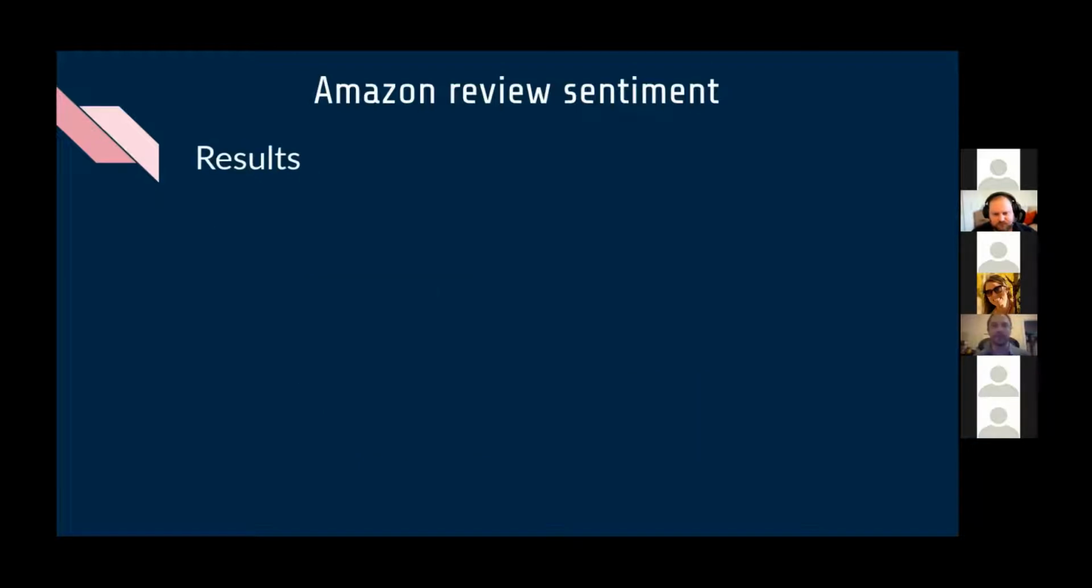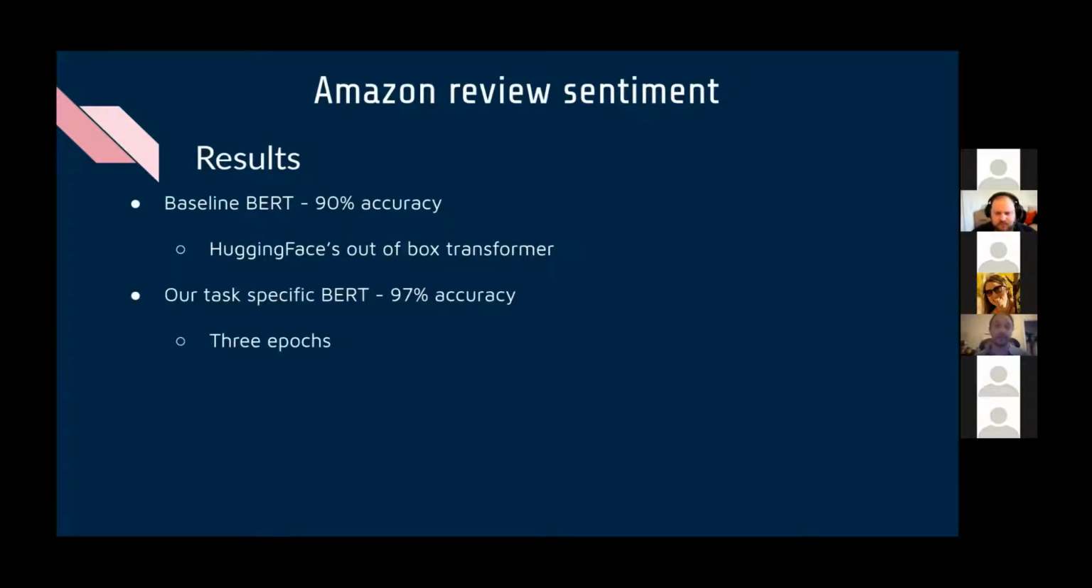Okay, so what about the results? Something to compare against as a baseline is an out-of-the-box BERT transformer from the Hugging Face platform. Without training on the Amazon reviews at all, this model was able to get 90% accuracy, just by understanding language and then seeing Amazon reviews and classifying them as positive or negative. But let's do a lot better with a task-specific BERT model, which was trained on all this Amazon reviews data.